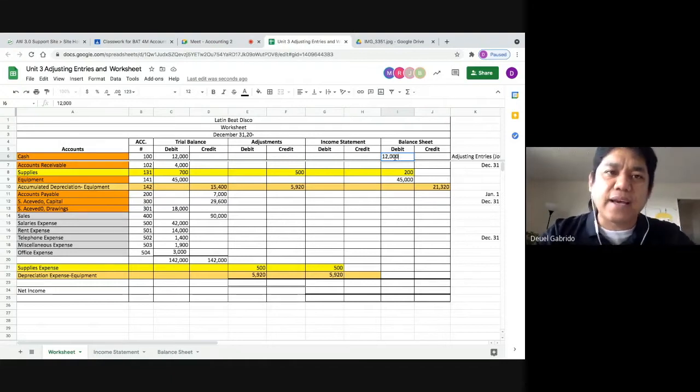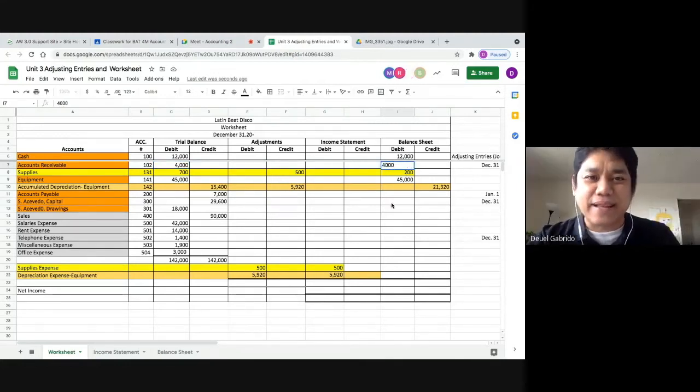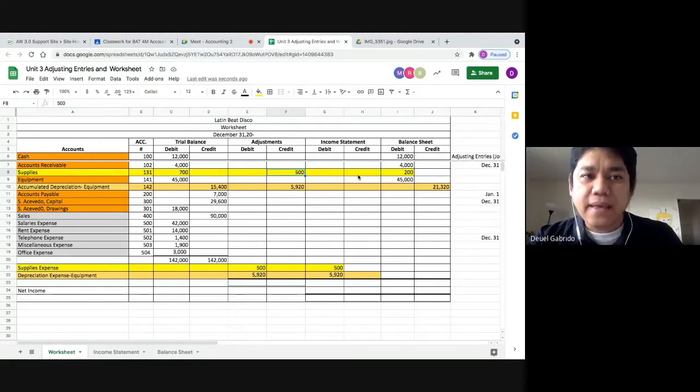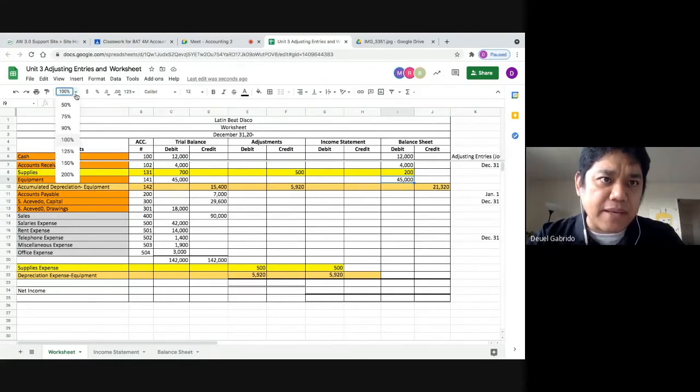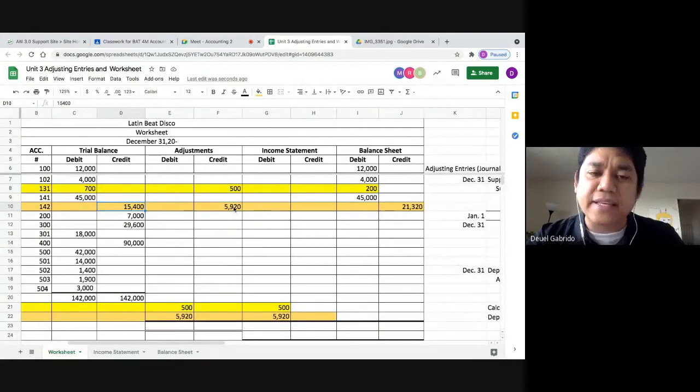I'm just copying them. What about the accounts receivable 4,000? Balance sheet. That's also in the balance sheet. Supplies, we did it already, so we don't need to change that anymore. We corrected the supplies. Instead of putting 700, we only put 200 because we used the 500. For the equipment, just copy. For the accumulated depreciation, it will become bigger. Instead of putting 15,400, we add this year's additional decrease. The total depreciation is 21,320.